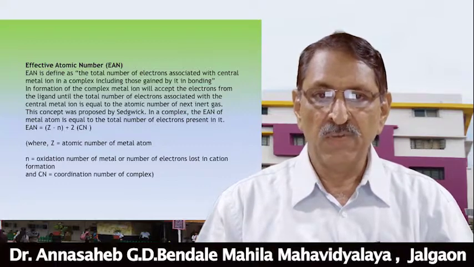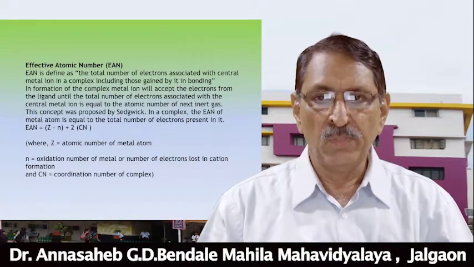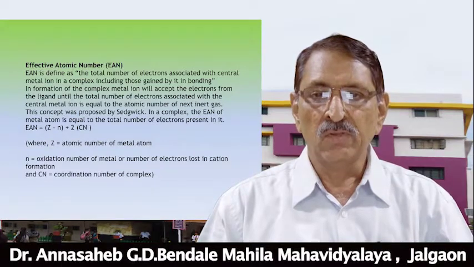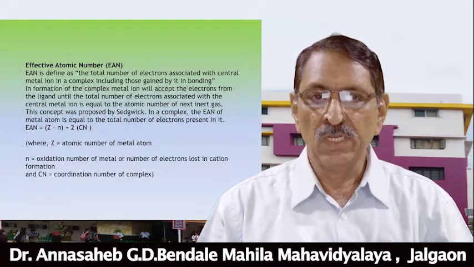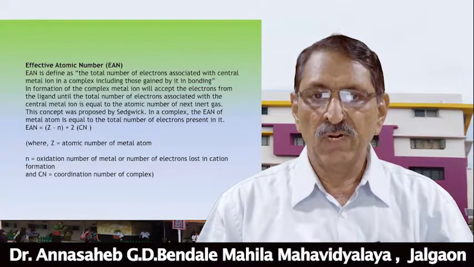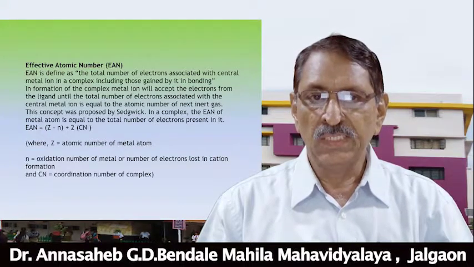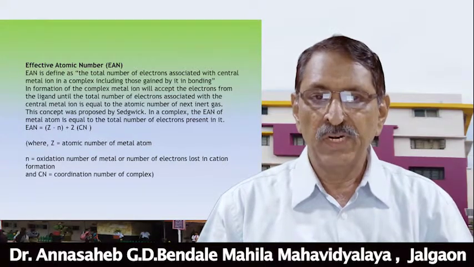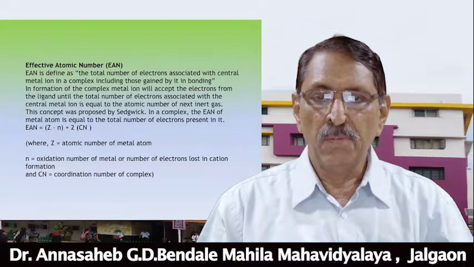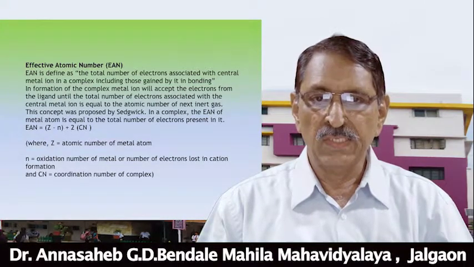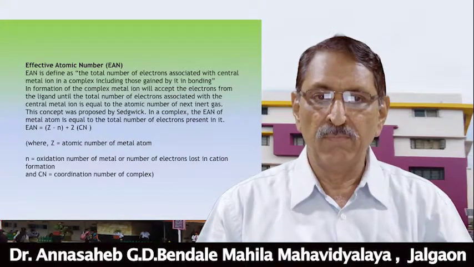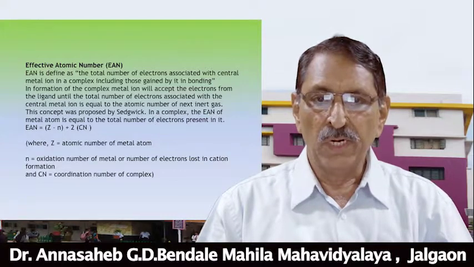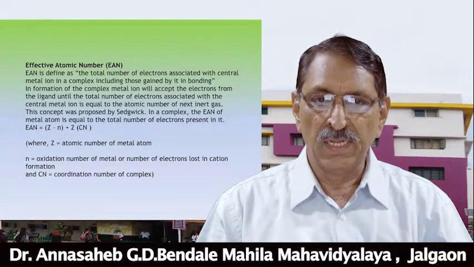Now, in a complex, if we are to determine the EAN of the central metal ion, it can be determined by using the formula: EAN of the metal ion is equal to the total number of electrons present in it, that is, EAN = Z - n + 2 × CN, where Z is the atomic number of the metal atom, small n is the number of electrons lost in the cation formation, and CN is the coordination number of the central metal ion in that complex.